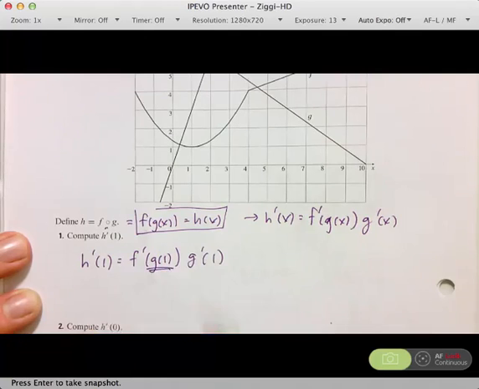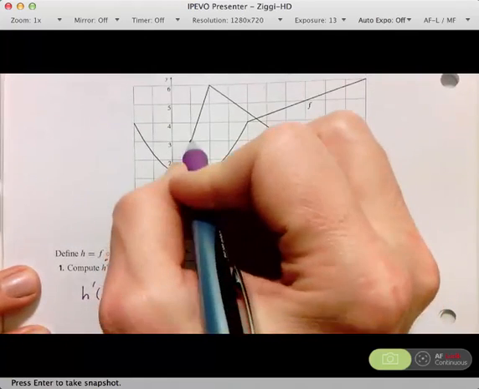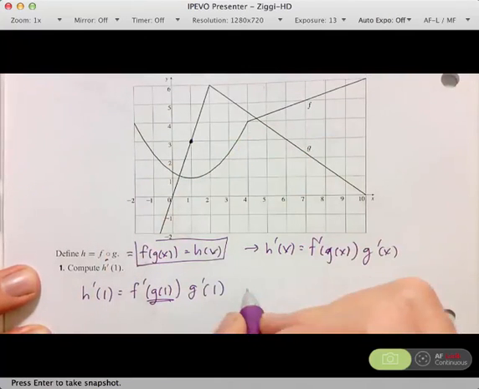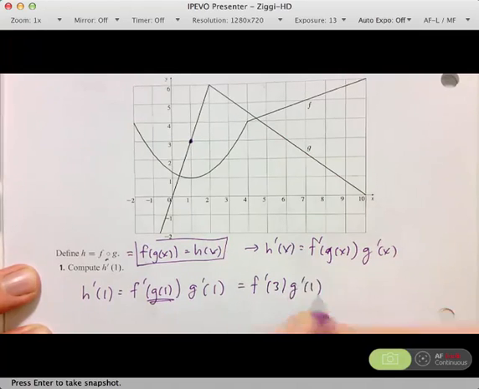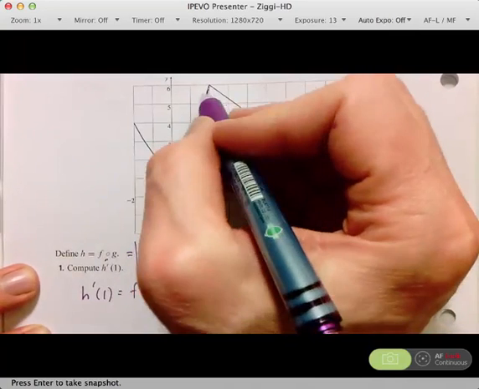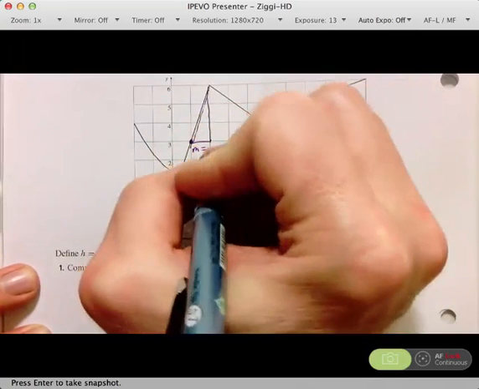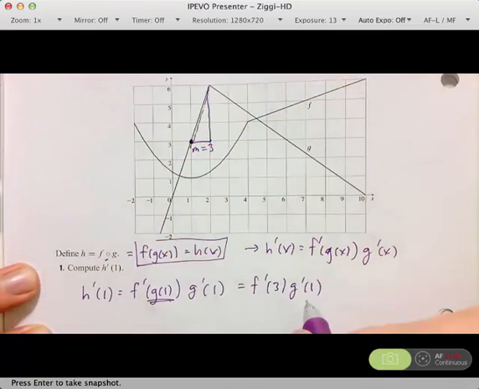Okay, let's start on the inside. So g of 1, I go to my graph, g of 1, that's here at a height of 3. So this is f prime at 3 times g prime at 1. The slope here is easy to determine. That's a rise of 3 and a run of 1. So right here we have m is 3. So g prime of 1 I can replace by 3.